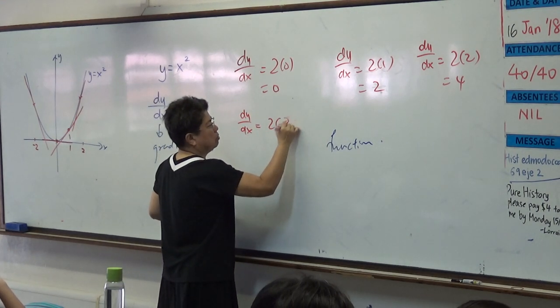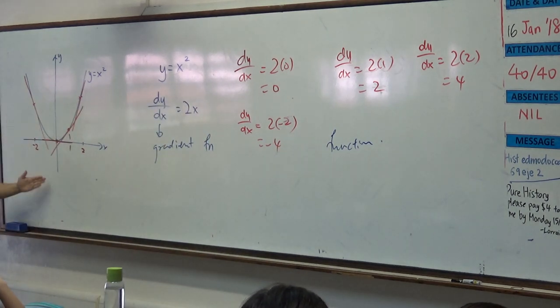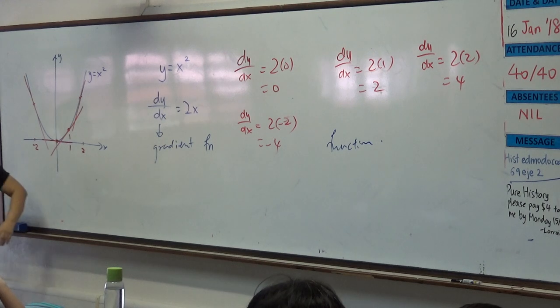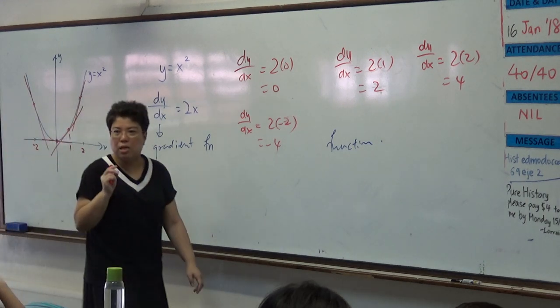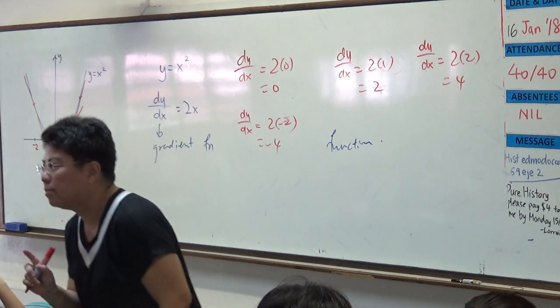There you go. -4, right? Can you see it must be negative because it's slanting this way? Okay, so when we differentiate something, it gives us the gradient function to find the gradient at any point.